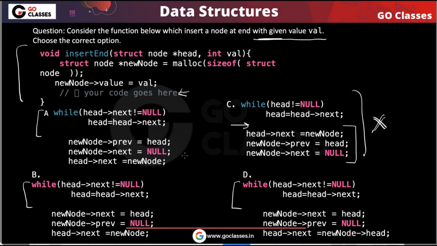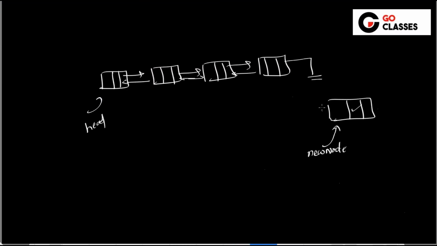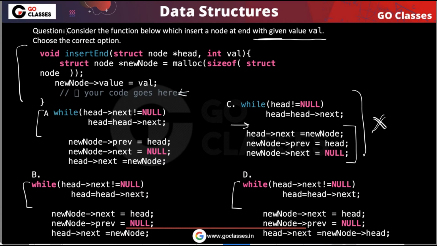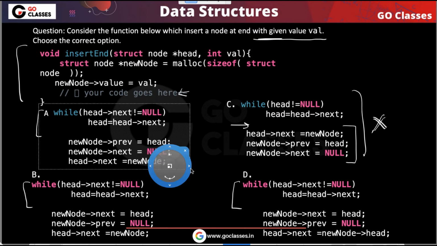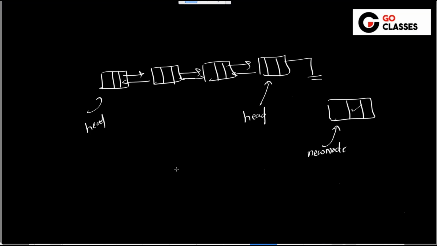Let's see which one is the correct choice. So new node previous equal to head. Now you are currently standing here, right? Your head is standing here. Now let me see the options one by one. Maybe I can copy this A to the next page so that I can show you clearly.